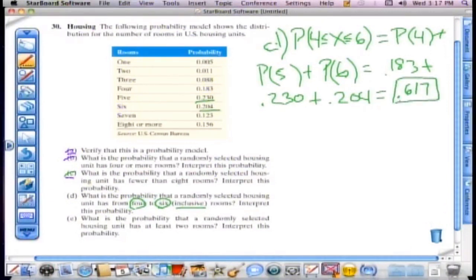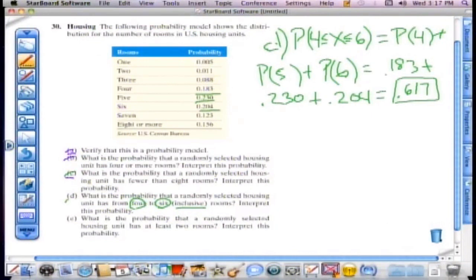And you'll find that most of the time decimals are going to make more sense than fractions, because sometimes the fractions are really gigantic, with big denominators, and they don't make a lot of practical sense. So the probability of 4 or 5 or 6 rooms in a randomly selected U.S. housing unit would be 0.617, or would occur 61.7% of the time.